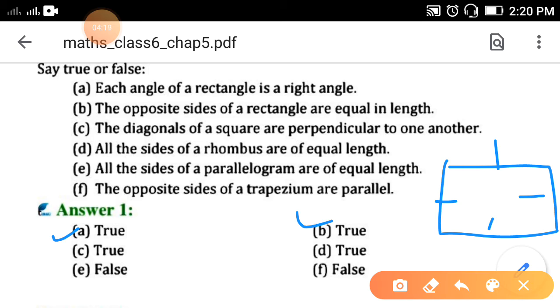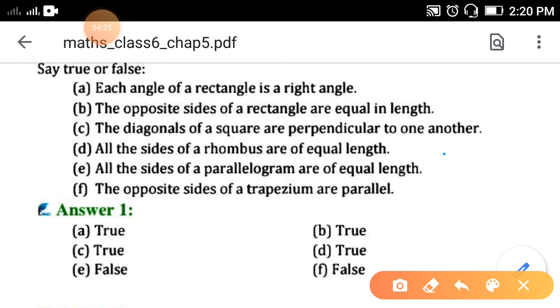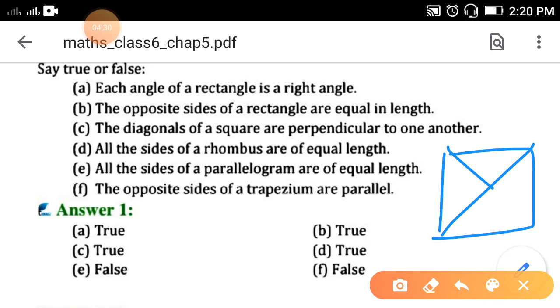C. The diagonals of a square are perpendicular to one another. Yes. This is a square, all 4 sides are same, and both diagonals bisect each other and are perpendicular to one another. We can say two lines are perpendicular when they make 90 degree angles. When both intersect at that point and 90 degree angles form, it means they are perpendicular, so it is true.